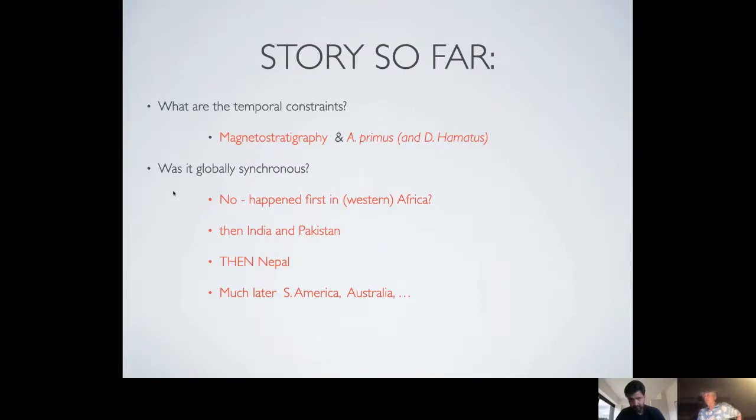So now we have magnetostratigraphy and Amaryllis primus. Was the C3-C4 transition globally synchronous? No. It happened first in, I'm sorry, Western Africa, not Eastern Africa. Western Africa, then in India and Pakistan, then in Nepal, much later South America and Australia. So as predicted by that modeling exercise that I showed you in the beginning, there's no reason to think that even with the same CO2 everywhere that this transition would happen at the same time everywhere.